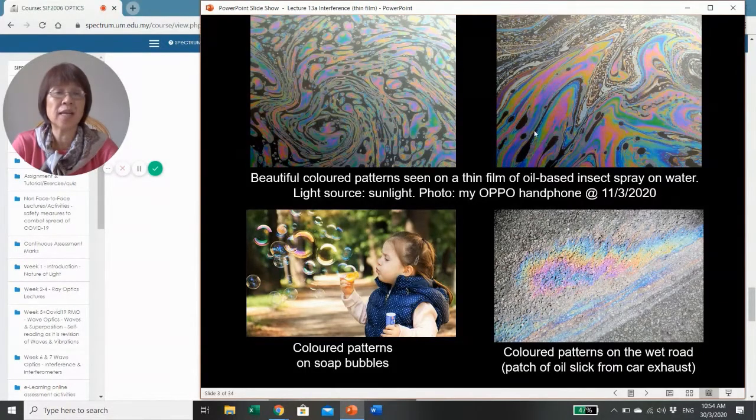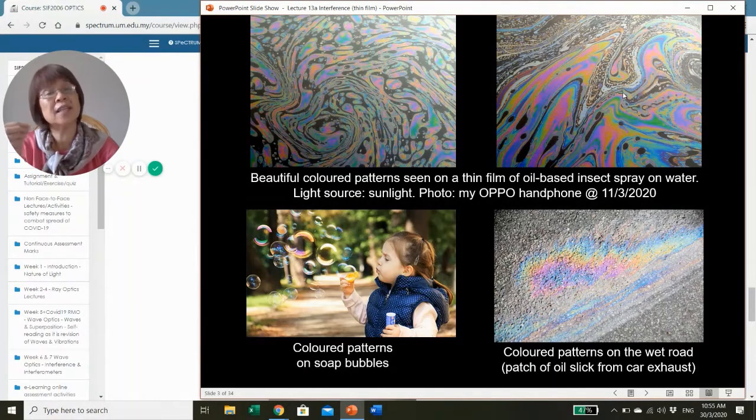Basically, all these are the component colors of white light, and all the different colors are displayed because these are the constructive interference for that particular wavelength, for that particular thickness, and also at the angle that I'm viewing it. And so that's why we get all the colorful patterns.